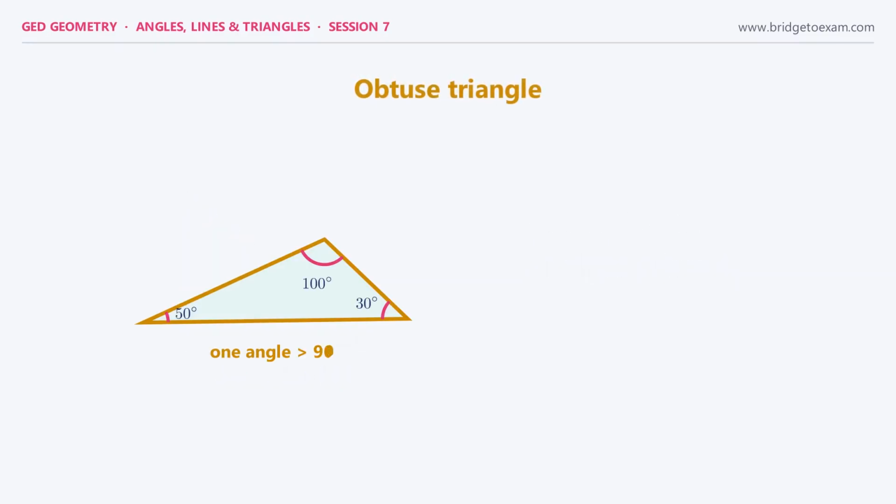Now, a triangle with angles 100, 50, and 30 degrees. The largest angle is 100, which is greater than 90. That single wide angle makes the whole triangle obtuse. Remember, it only takes one obtuse angle to make an obtuse triangle.